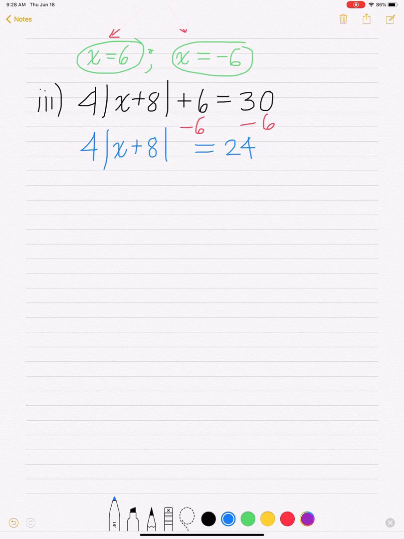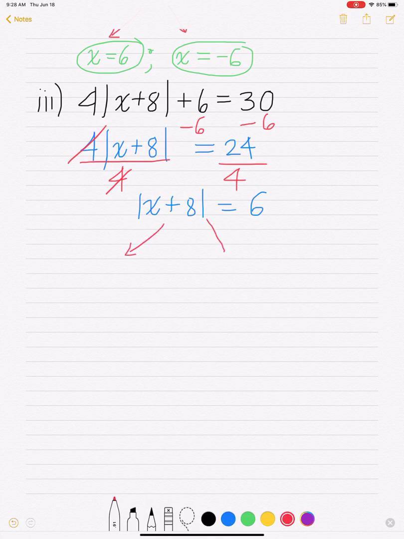Now we have to get rid of that 4 in front of the absolute value, so we're going to divide both sides by 4. The 4's cancel. You get the absolute value of x plus 8 equals 24 divided by 4, which is 6. Now we have the absolute value by itself, so we're going to branch into 2 basic equations. First, we set x plus 8 equal to positive 6. Then we set x plus 8 equal to negative 6.